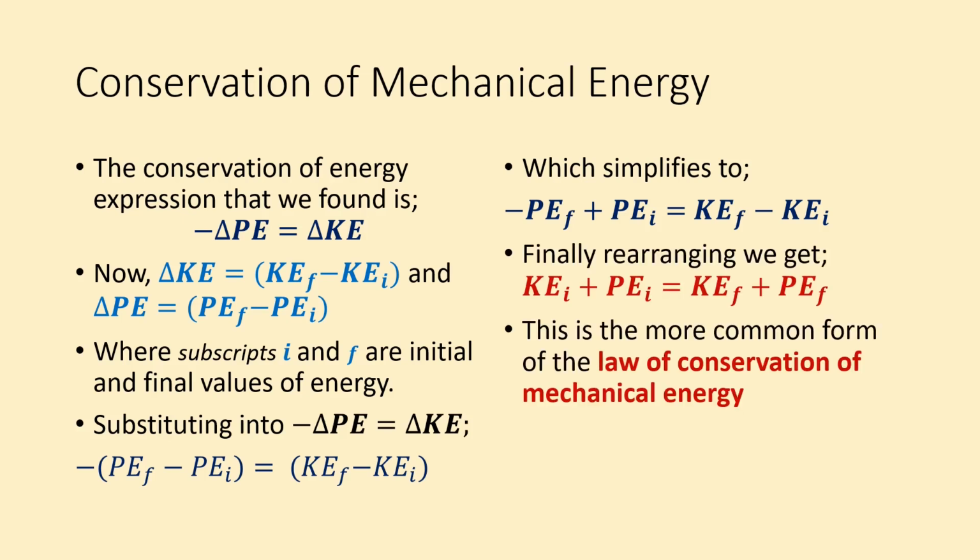Okay, so if you rearrange the expression, meaning we collect all the initial terms together and the final terms together, then we end up with this, which tells us that the sum of the initial kinetic and potential energies is equal to the sum of the final kinetic and potential energies. And essentially, this is the law of conservation of mechanical energy.